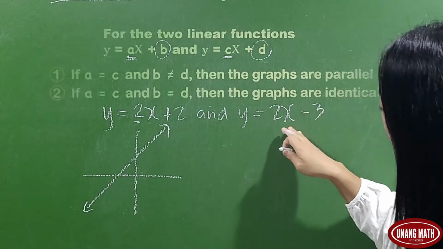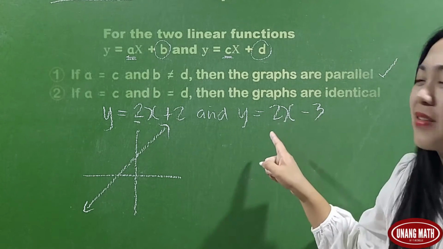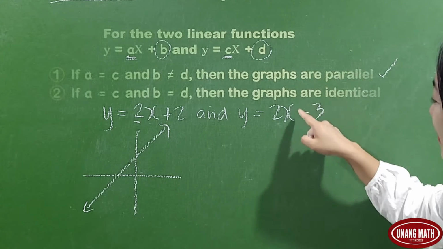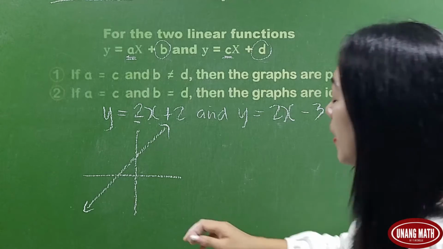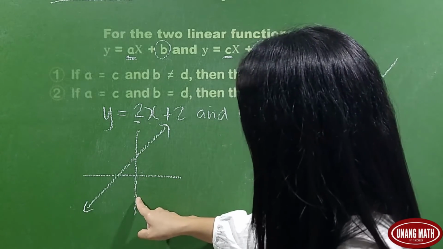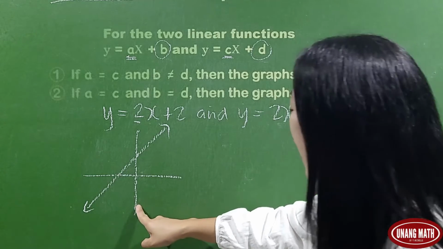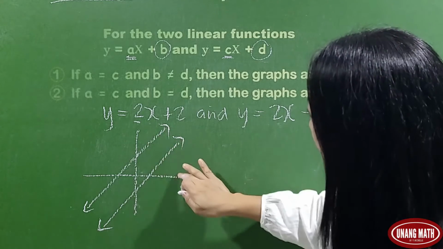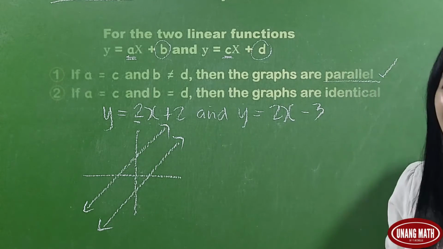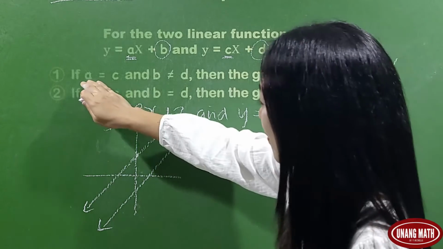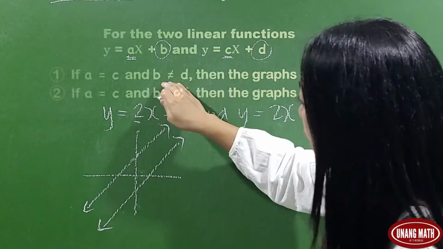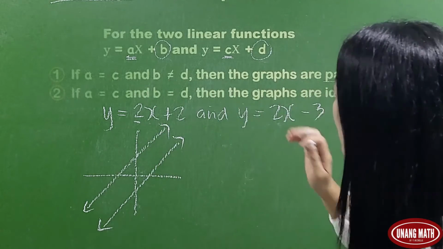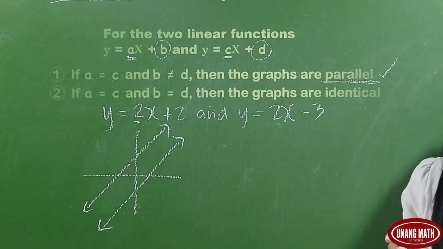What about y is equal to 2x minus 3? The slope is also positive 2, so the graph slopes upward. But the y-intercept is negative 3, so it means it touches the y-axis at a negative value. So the graph looks like this. These two graphs are parallel lines. So if the slopes are equal and the y-intercepts are not equal, then the graphs of those two linear functions are parallel.